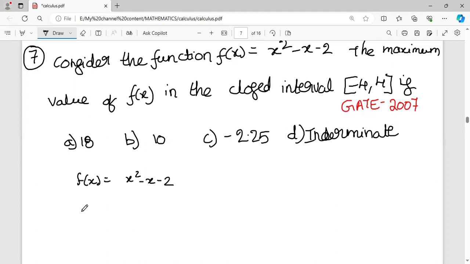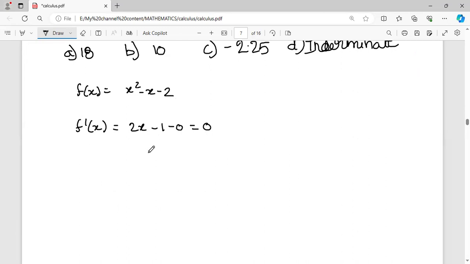Then take the first derivative, f dash of x, that means 2x minus 1 minus 0. You have to equate it to 0. Then what is the value of x? x equal to 1 by 2. That means 2x minus 1 equal to 0, then we get the value of x equal to 1 by 2.